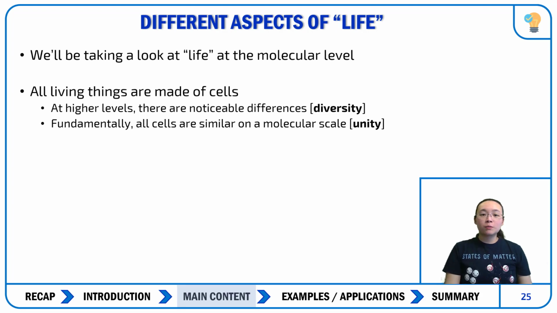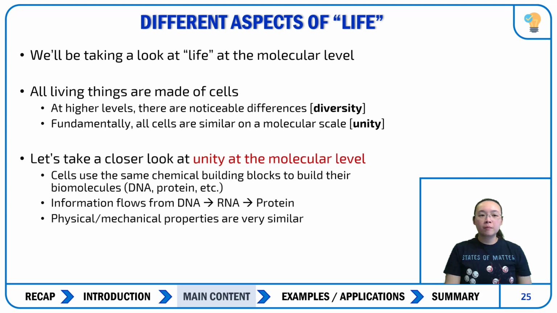Throughout this course, we're going to take a closer look at the unity at the molecular level. Cells use the same chemical building blocks to build their biomolecules, such as DNA, protein, etc. And we're going to see how those building blocks interact with each other to give function to each macromolecule. Since we're looking at the molecular level, we can also assume that their physical and mechanical properties are very similar, allowing us to use models to represent their properties.